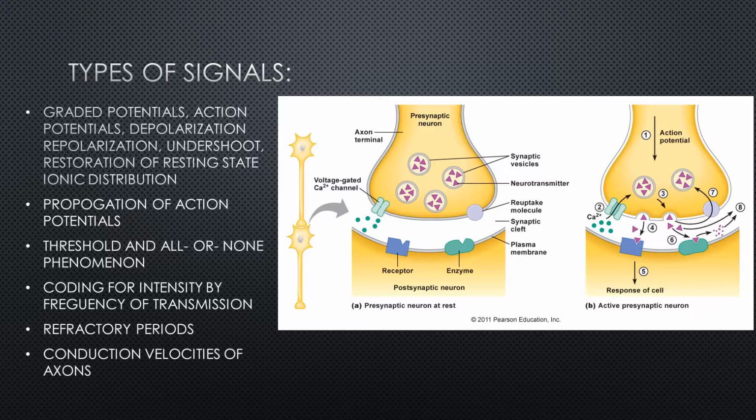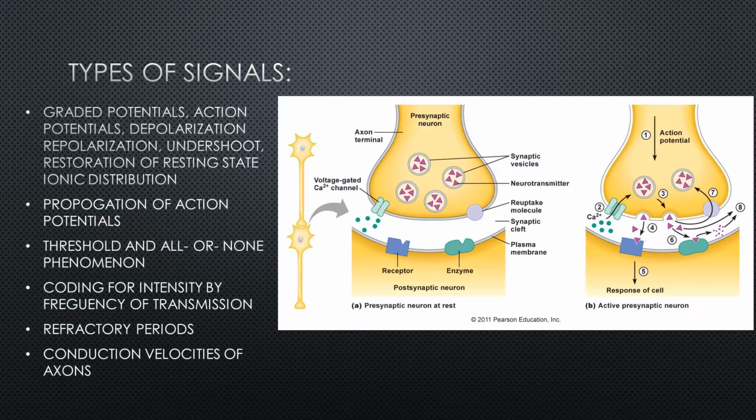Types of signals. Graded potentials cause action potentials and are either hyperpolarized or depolarized, and are found in dendrites and the cell body, and can be strong or weak. Action potentials are nervous impulses and are only in axons.